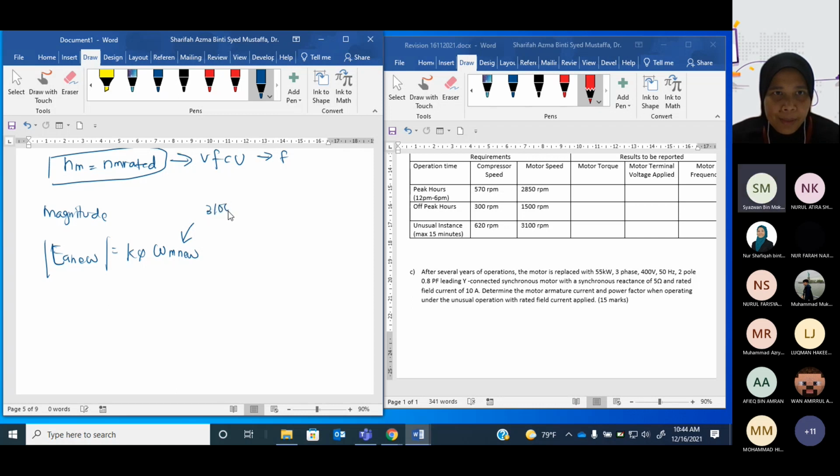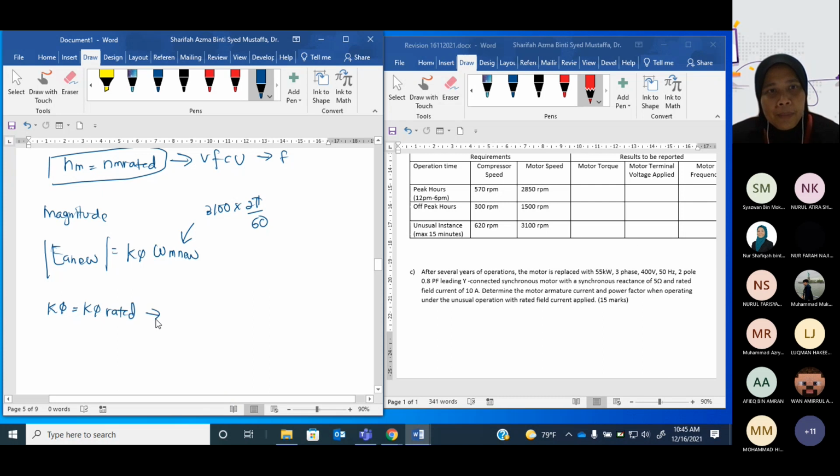3100. 3100 pi over 60. Yes, betul. How to get your K flux pula? What is your K flux? So in this case, K flux dia kata determine the motor when the unusual operation with rated field current applied. So if with rated field current applied, K flux will be equal to K flux rated. Boleh? Because it's operate at rated field current.